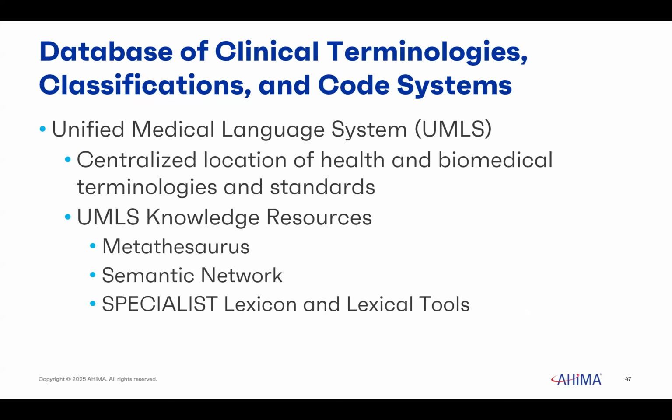And of course, we have the Unified Medical Language System's database of clinical terminologies, classification, and code systems. So this is a centralized location for all these types of things, involving the metathesaurus, the semantic network, and the lexicon. You can look at it as kind of like a super thesaurus or dictionary for anything that's related to electronic health record systems. A lot of interest in this, especially with the lexicon, now that people are using AI systems to do different things with health information.